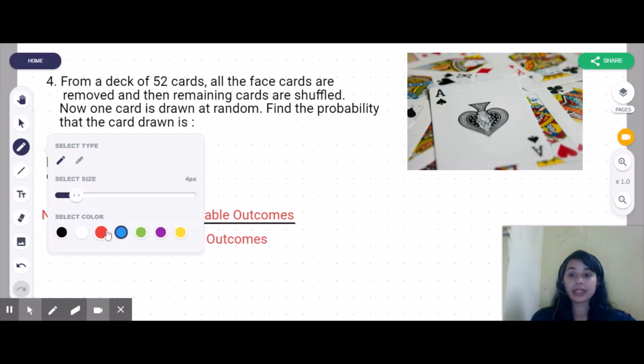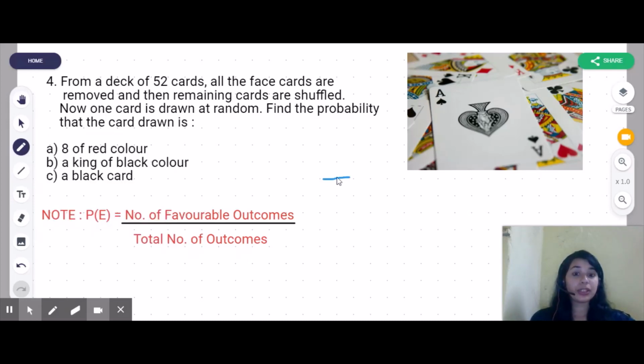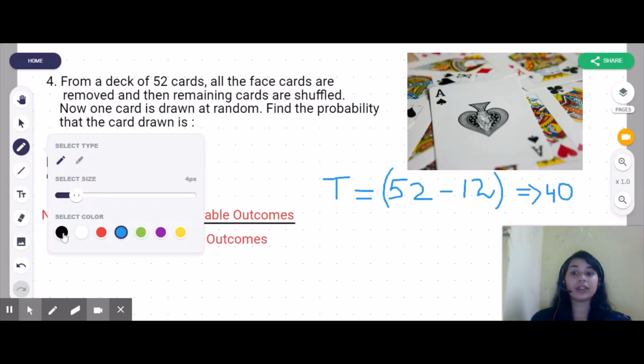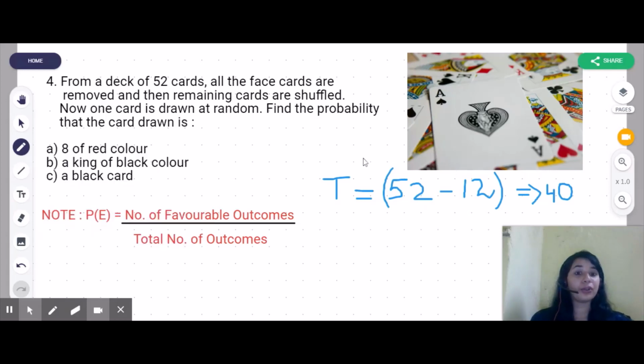So I will be starting my question with the total number of outcomes. If we see, there are 52 cards, so let me write 52, but wait, they are saying that all the face cards are removed. How many face cards do we have in total? We have 12 face cards. So if I'm going to remove them, what will be my total number of outcomes? It is going to be 40. So you have to read the question very, very carefully, because if you make a mistake at this step, your entire question will go wrong.